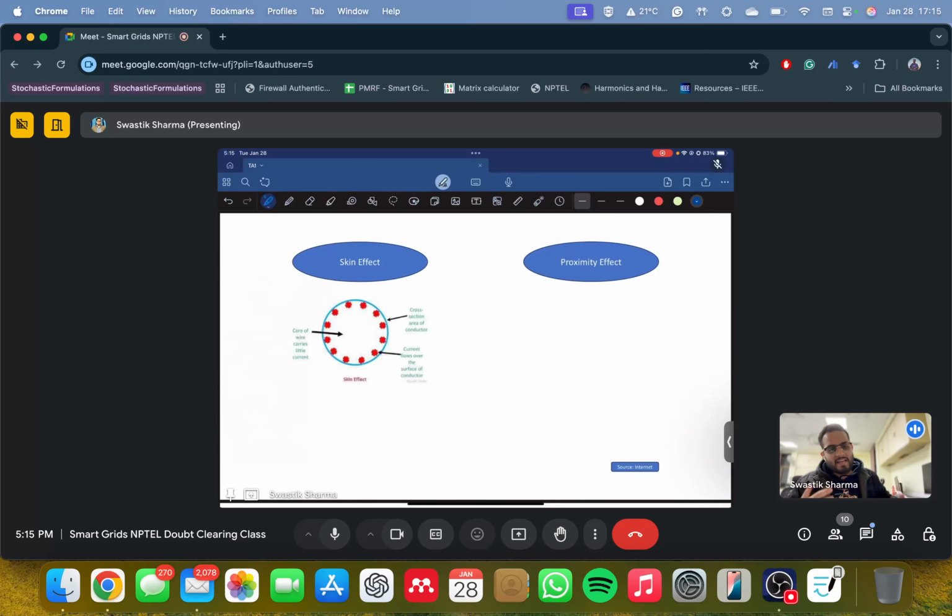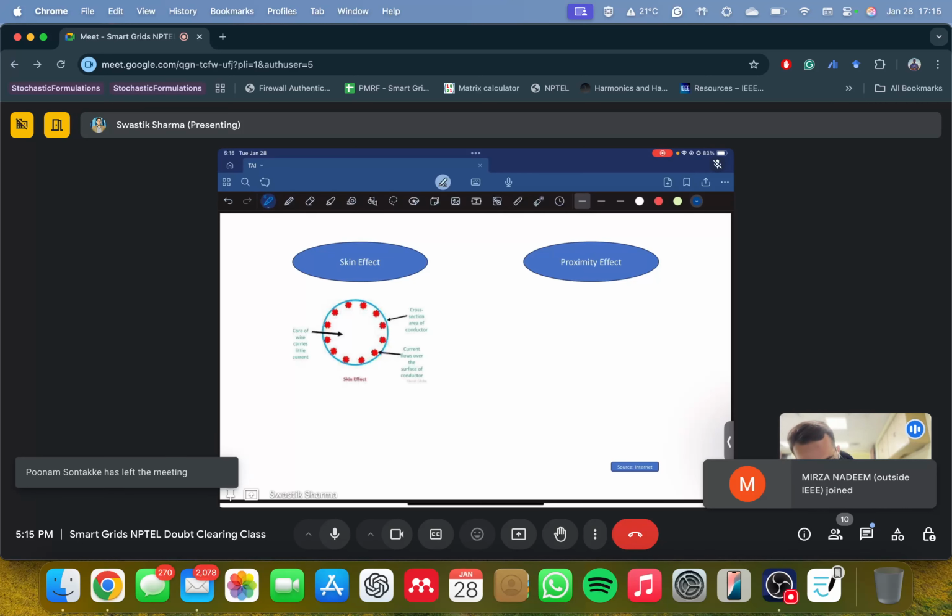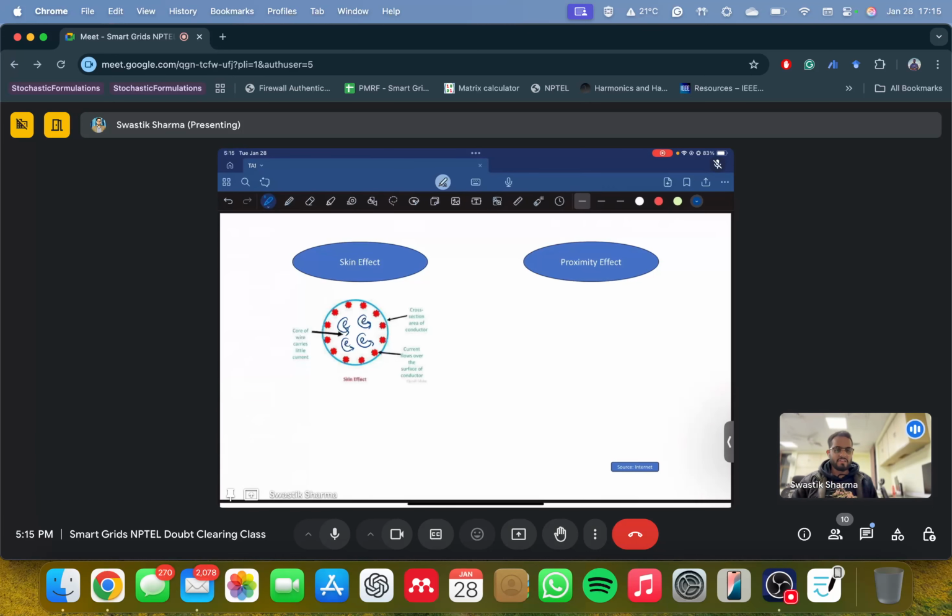So this happens because when AC flows, it creates a magnetic field with it. These are alternating currents, and they produce a changing magnetic field. This changing magnetic field induces eddy currents. These eddy currents are strongest at the inside of the cross section because of Lenz's law.